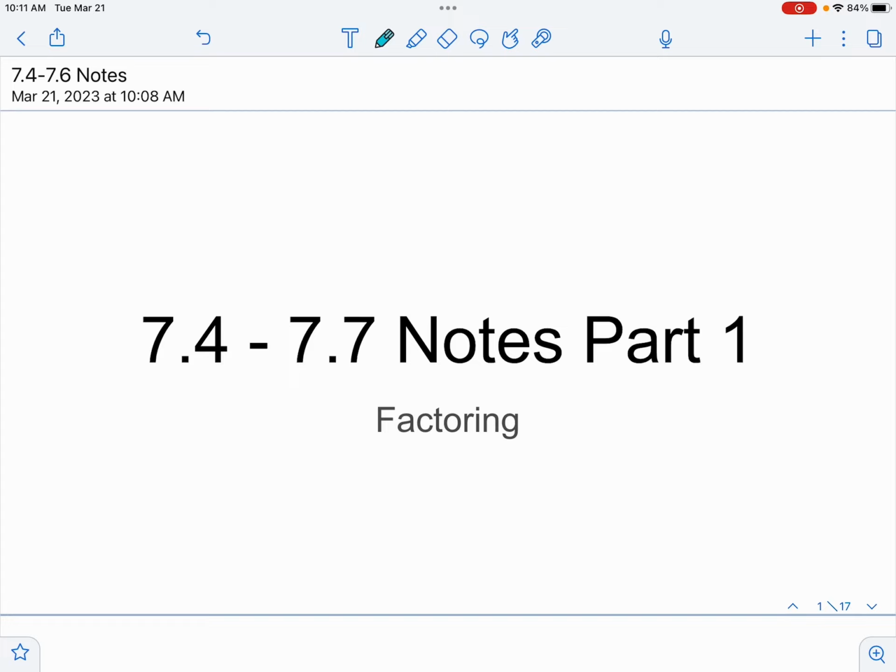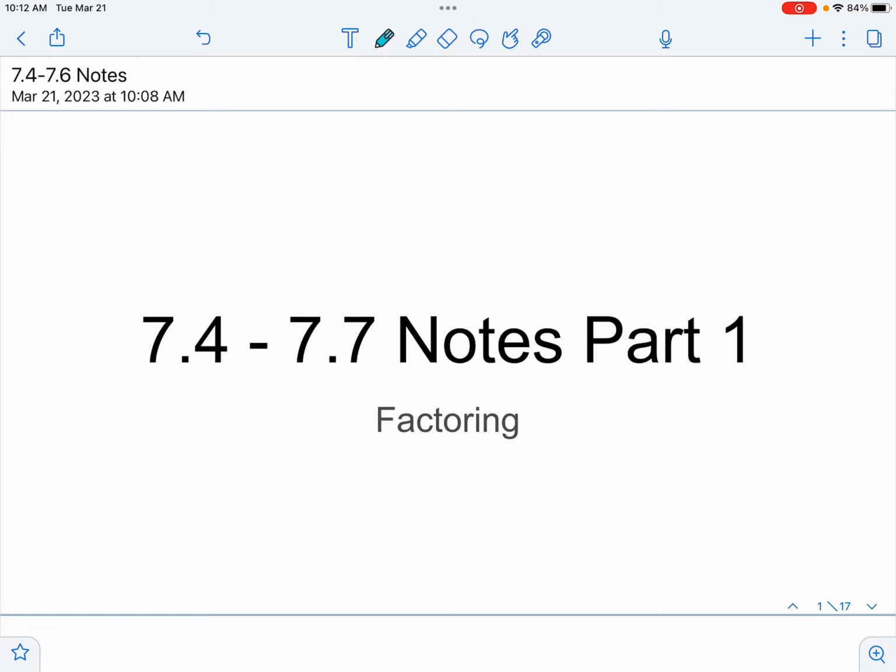Hi guys, in this video we are going to start the second half of chapter 7, and I teach the sections in a slightly different order than the book does, so that's why I'm just going to call this 7.4 and 7.7 combined. We're going to start factoring. Some of you may remember factoring from last year.